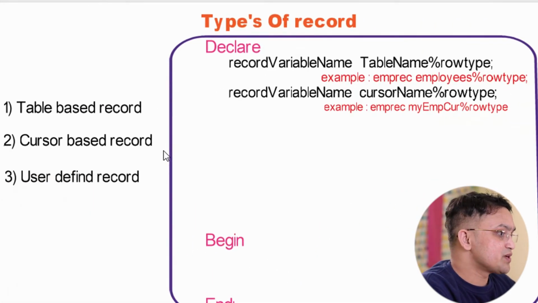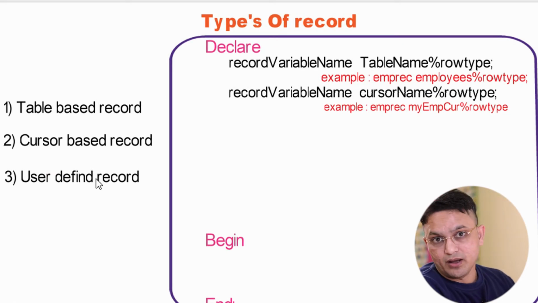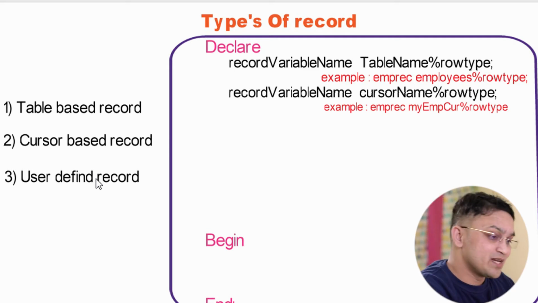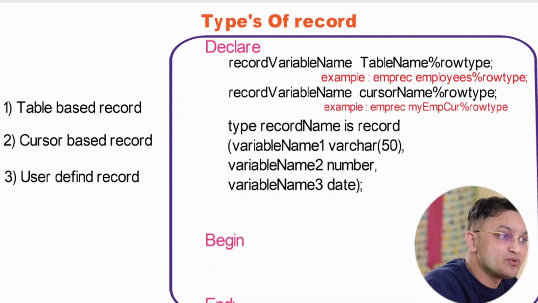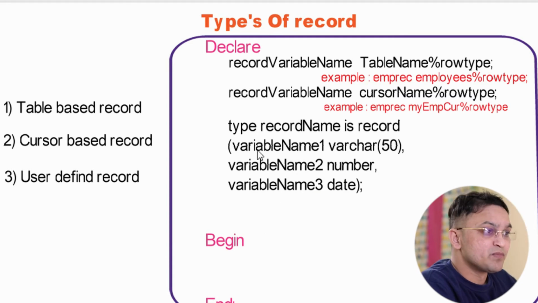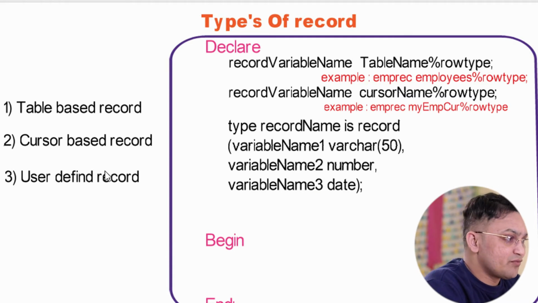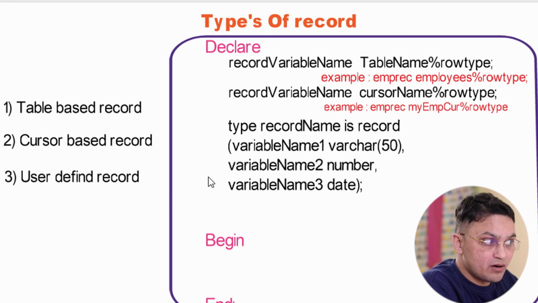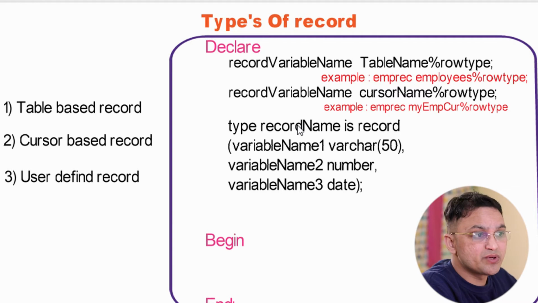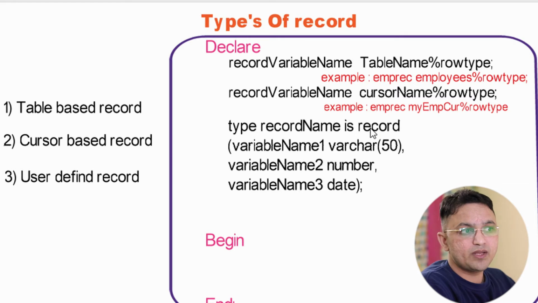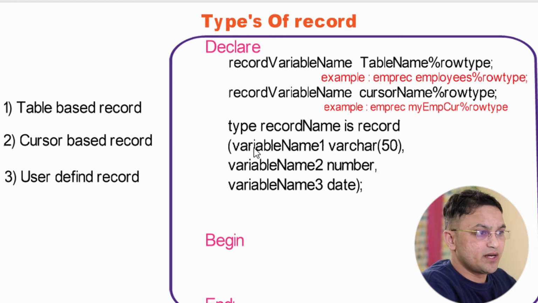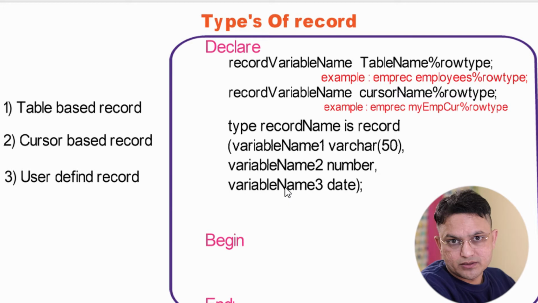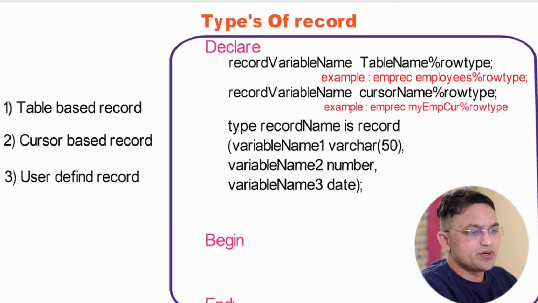Now moving on to the next one, which is nothing but your user defined record, meaning I can define my own record. How exactly we can define it and how we use it, we are going to see in a moment. Let's see the syntax first, how you can define your own user defined record. This is the keyword and this is the record name you need to give over here, and then the keyword, and then again the record keyword, and over here you need to give the child variables. Okay, and after that you can use it.